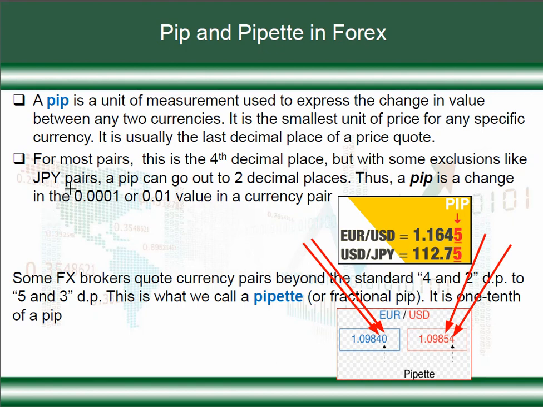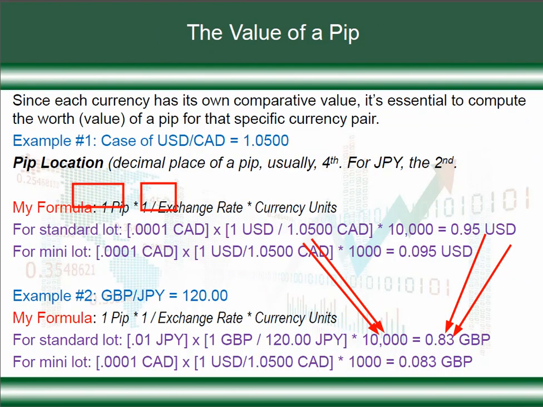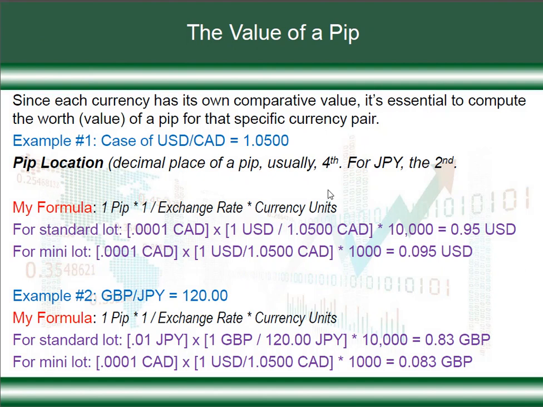Now, you need to realize then that a pip is equivalent to 0.0001 for pairs with 4 decimal places, or it's equivalent to 0.01 for pairs with 2 decimal places. You need to know the value of a pip. You need to know the monetary or financial value of a pip when price moves, like from 0.75 to 0.78 by 3 pips. What is the equivalent in terms of currencies? That's what we are talking about in this video and in this section especially.